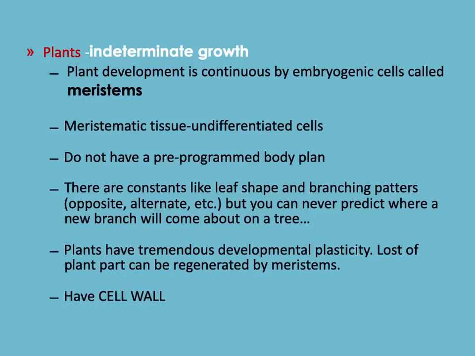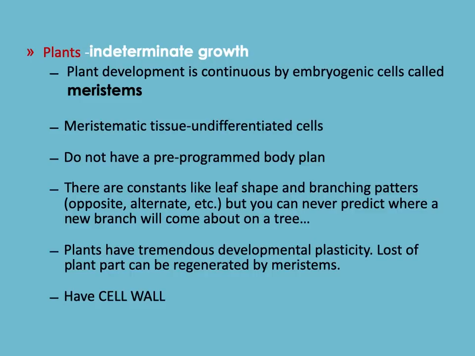So plant cells have indeterminate growth. What is called indeterminate growth? Plant development is continued by embryonic cells called meristem cells. This meristematic tissue is made of undifferentiated cells and they do not have pre-programmed body plans. So this meristematic tissue can later on develop into, for example, the shoot system, root system, stem, or even leaf.